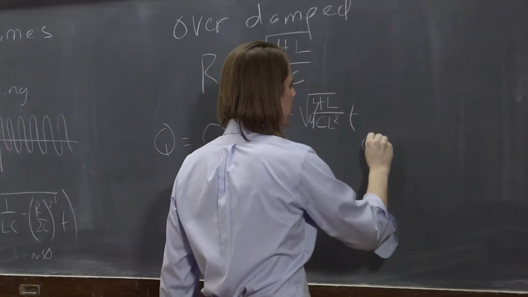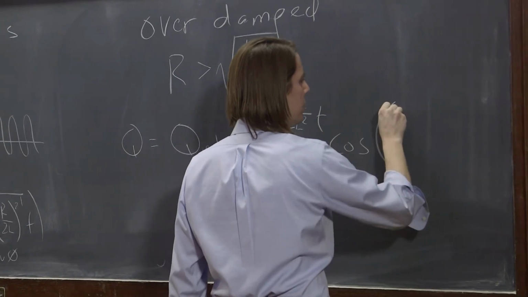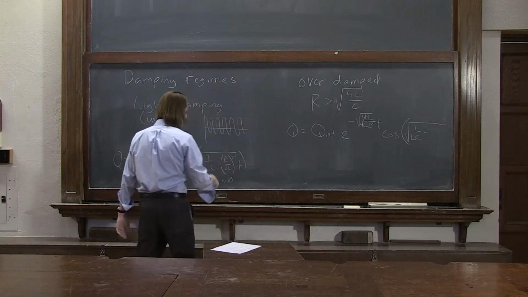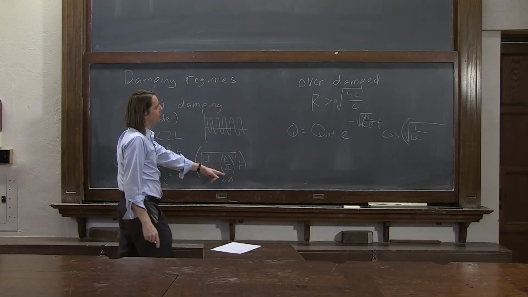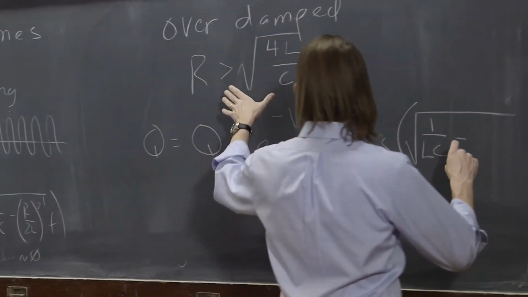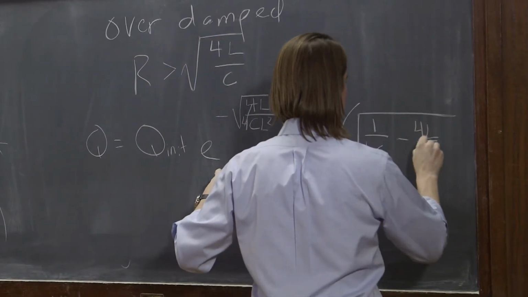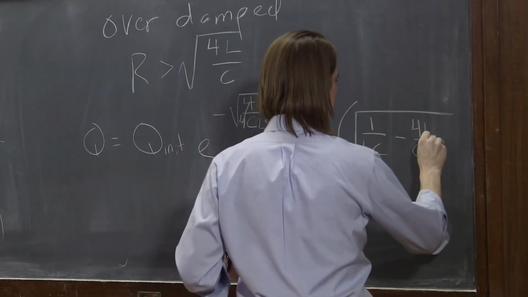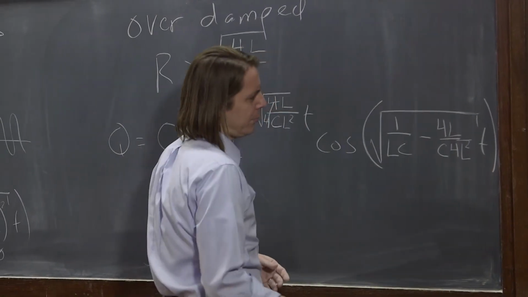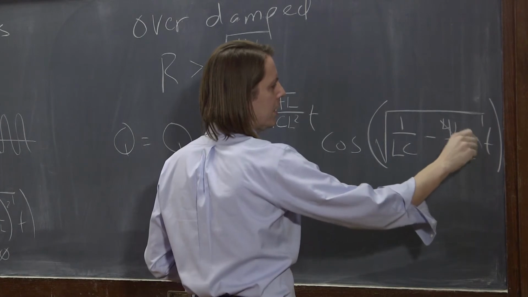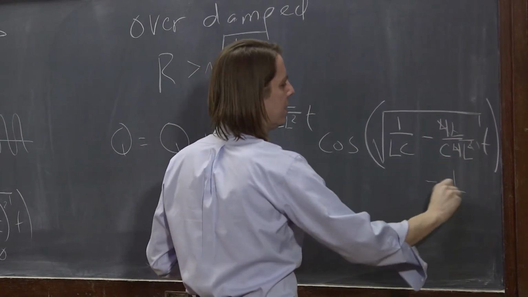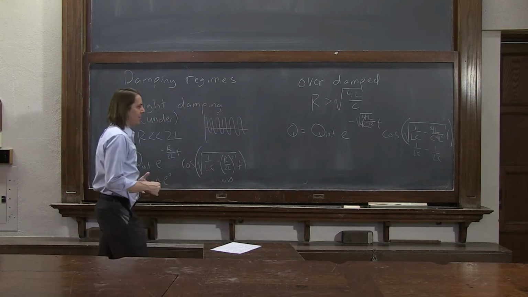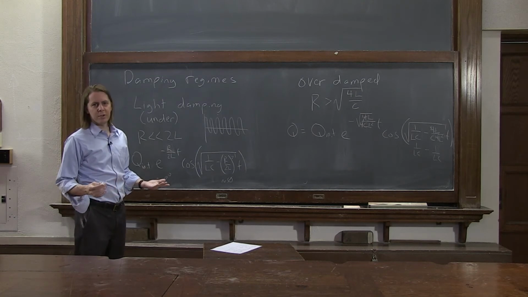But then let's look at this cosine term. The square root of 1 over LC minus, and then if we made R squared here, this would be R squared over 4L squared. Well, if R squared is 4L over C, and then over 4L squared, that becomes, cancel, cancel, it becomes minus 1 over LC. It's 1 over LC minus 1 over LC. Basically, it becomes so damped, the frequency is driven to 0, and it doesn't oscillate anymore.